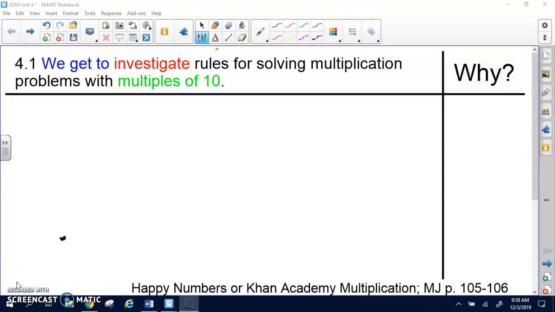4.1, we get to investigate rules for solving multiplication problems with multiples of 10. You might see this called extended facts today. The reason we're working on this is because we're moving from single digit multiplication to multiple digit multiplication, and we're thinking about place value with this.